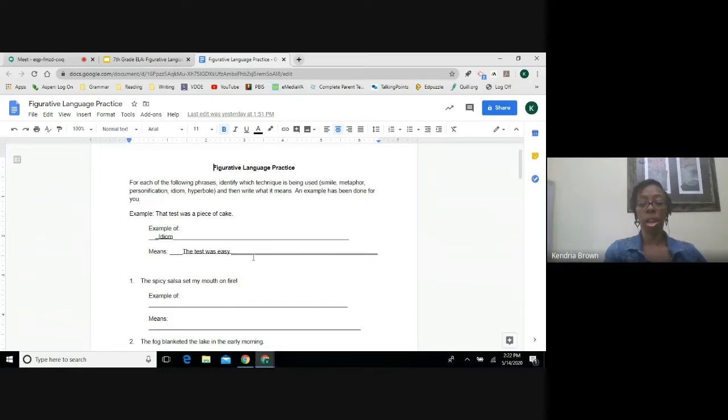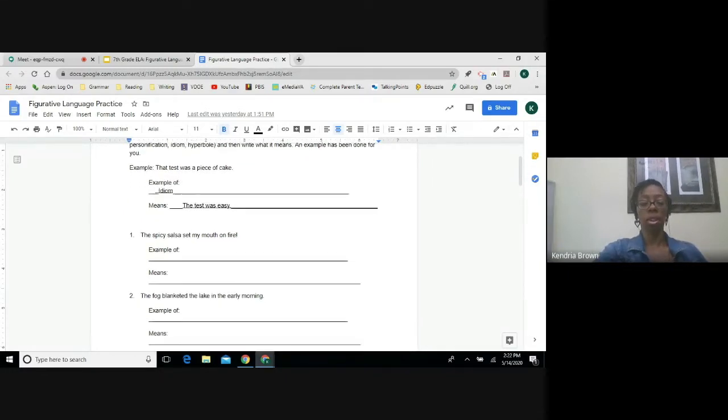And then on the second line, we'll write what it means. So this is it. That test was a piece of cake. That is an example of an idiom, and it means that the test was very easy. So it wasn't literally a piece of cake, it just was a very easy test. So I'll read the questions, and then you need to write the example of which type of figurative language is being used and what it means.